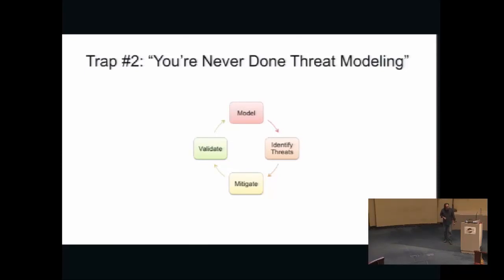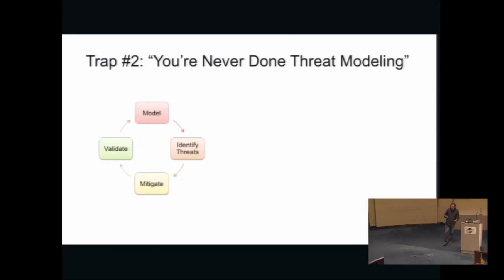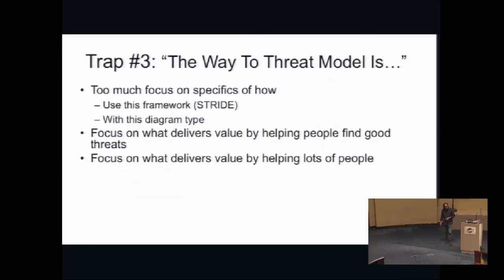And so rather than thinking about this as a hamster wheel, I like to unroll this loop and think about it as a linear process. And these four questions, or these four stages: model, what are you building? Identify threats, what can go wrong? Mitigate, what are you gonna do about it? And then validate, did you do a good job? These are the same four questions, but thinking about it as a linear set of steps rather than you're never done helps an organization pick up and execute on these processes. So the second trap, you're never done threat modeling.